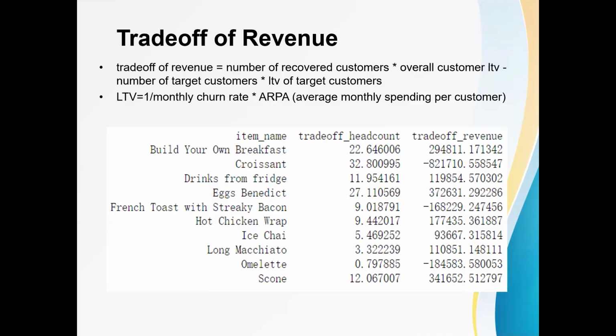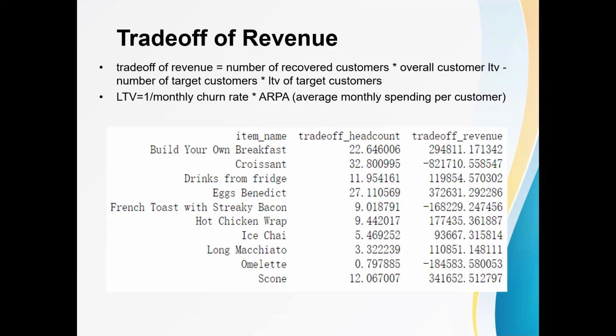And the revenue trade-off is calculated as the number of recovered customers multiplied by the overall customers' lifetime value, minus the number of loyal customers multiplied by the lifetime value of targeted customers. And this difference gives us a clear picture of the financial impact of removing a product.